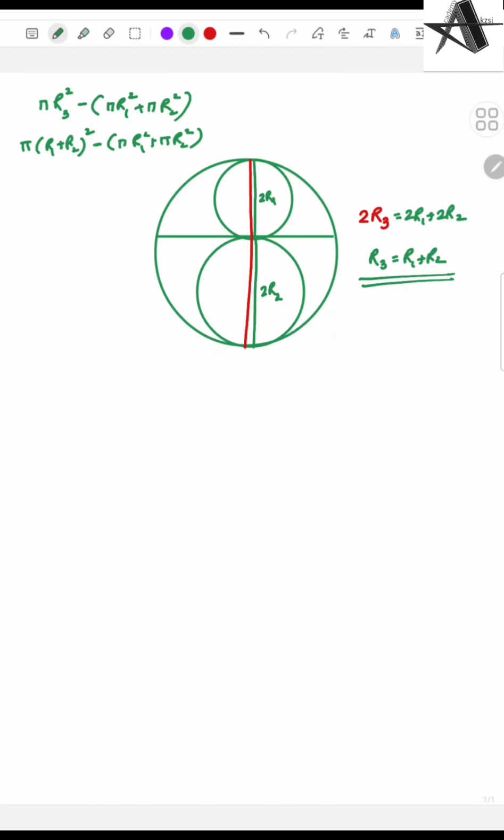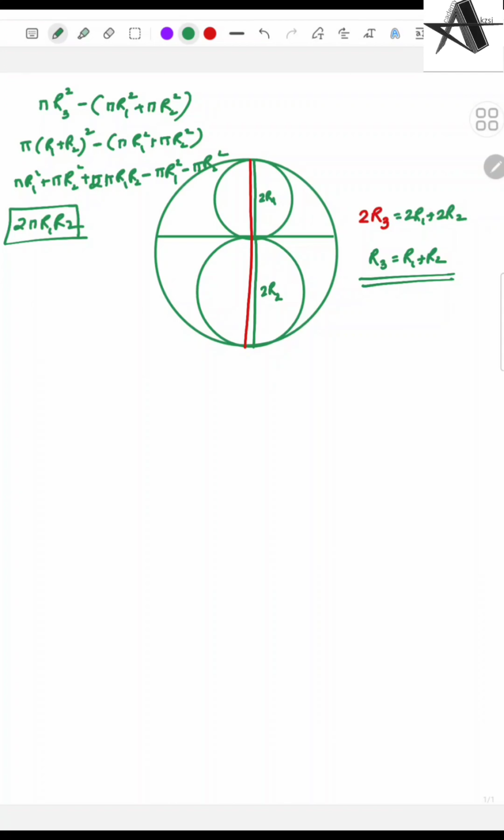From here I can further simplify it. When I expand the bracket, it will be pi R1 squared plus pi R2 squared plus 2 pi R1 R2, minus pi R1 squared minus pi R2 squared. From here I can cancel it out and the remaining would be 2 pi R1 R2. So that means this is going to be the area of the shaded portion.